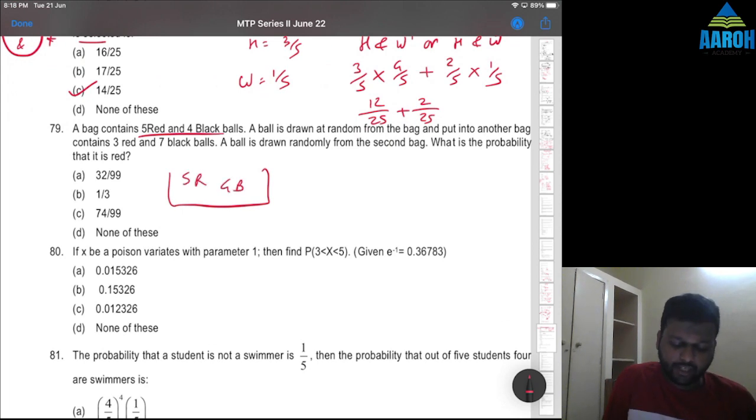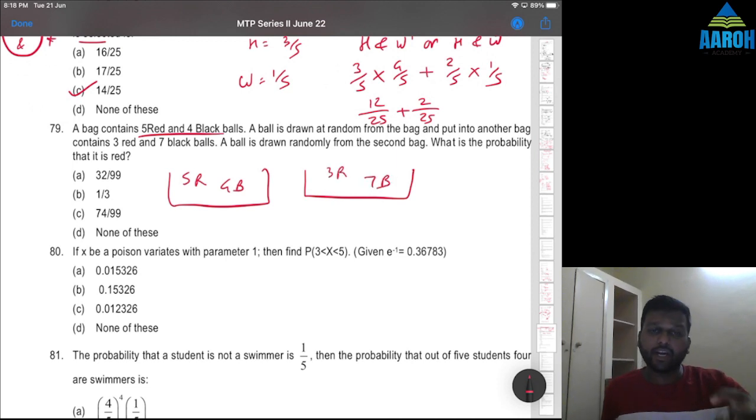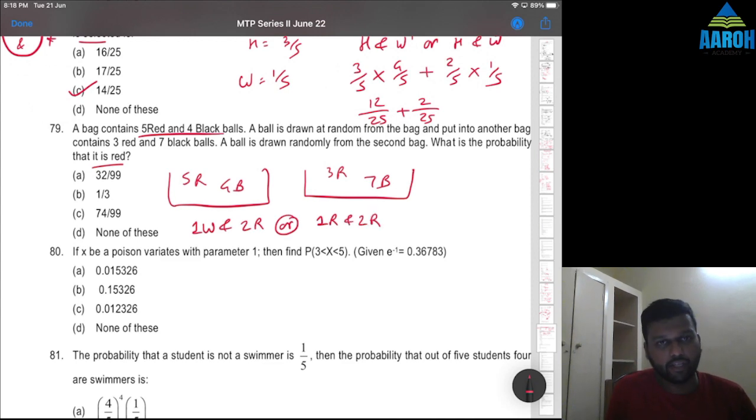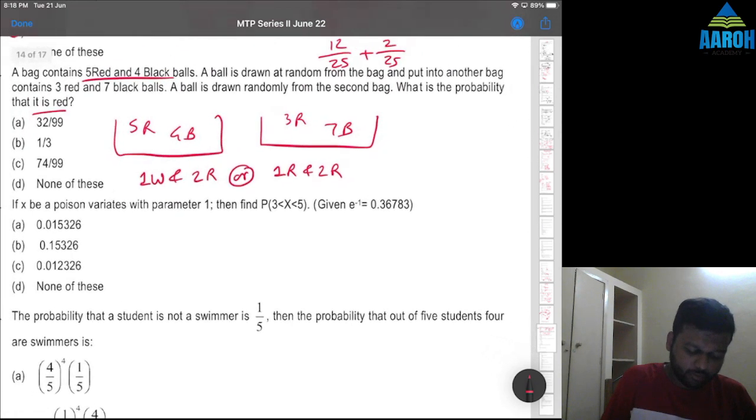A ball is drawn at random and put into another bag that contains 3 red and 7 black balls. A ball is drawn randomly from the second bag. What is the probability that it is red? That means the ball drawn from the second bag is red. Okay, now there are two cases. It is possible that the first ball was white and then the second ball was red, or it is also possible that the first ball was also red and then the second ball was also red, right? So let's try to explore both these possibilities.